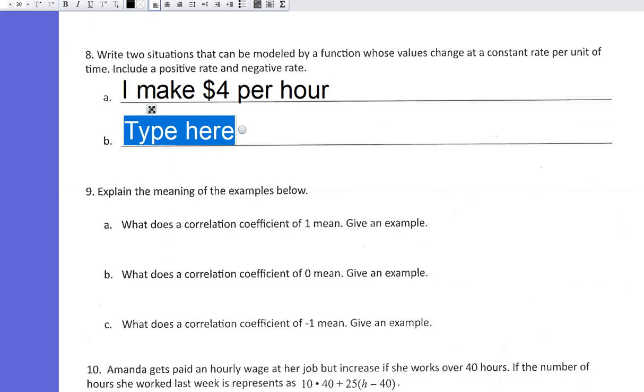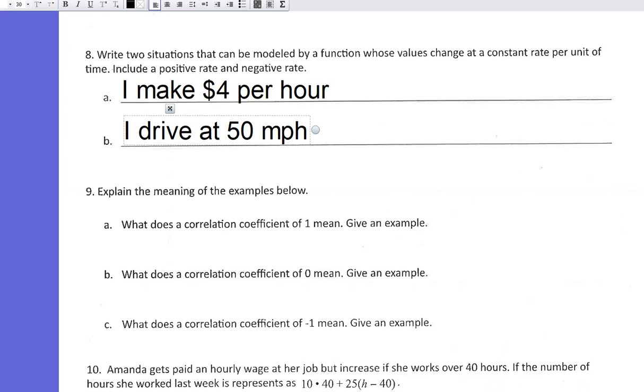Can anybody think of another per? What's a situation that has a per? When do you use per? Per mile? What kind of per mile? Drive at 50 miles per hour. Anything that has a constant rate and each every year, a per, is a linear function.